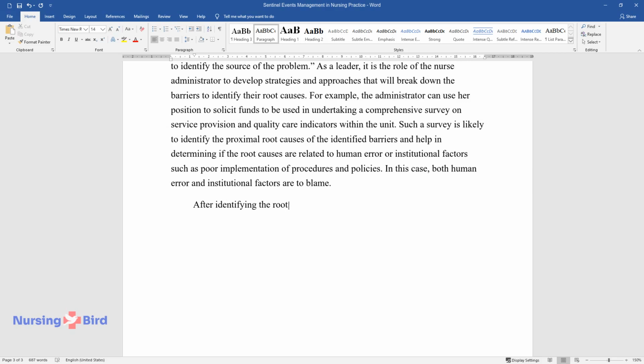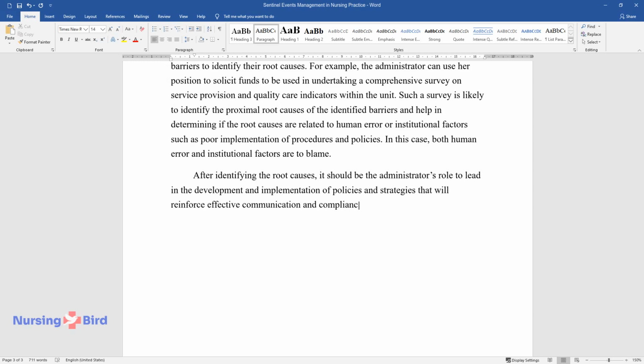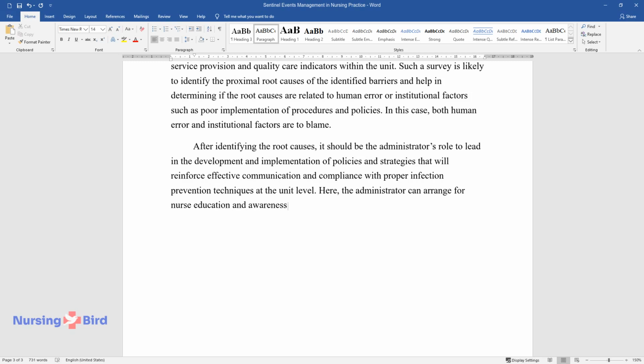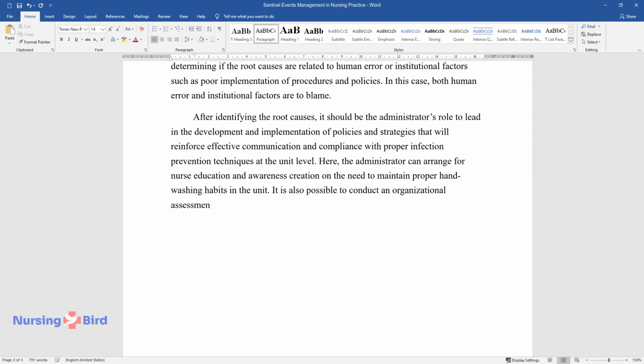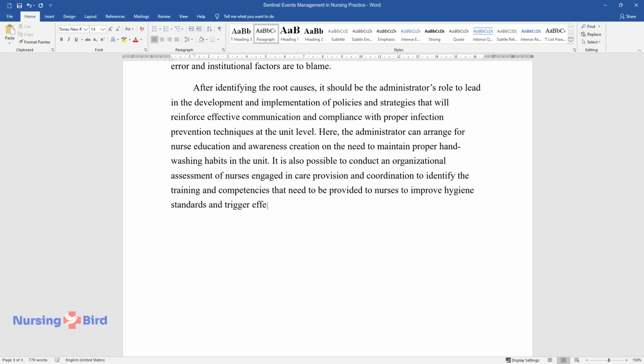After identifying the root causes, it should be the administrator's role to lead in the development and implementation of policies and strategies that will reinforce effective communication and compliance with proper infection prevention techniques at the unit level. Here, the administrator can arrange for nurse education and awareness creation on the need to maintain proper hand-washing habits in the unit. It is also possible to conduct an organizational assessment of nurses engaged in care provision and coordination to identify the training and competencies that need to be provided to nurses to improve hygiene standards and trigger effective communication across the care continuum.